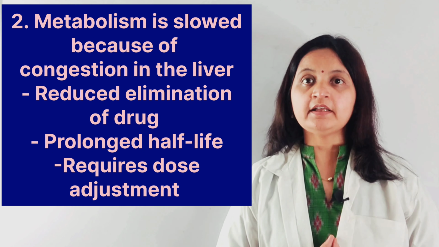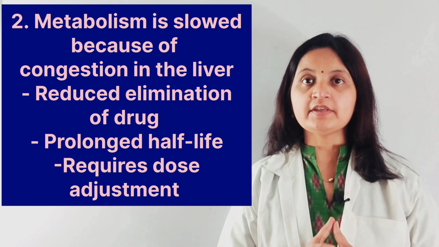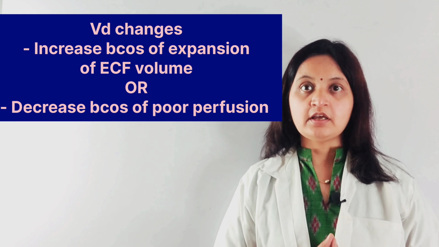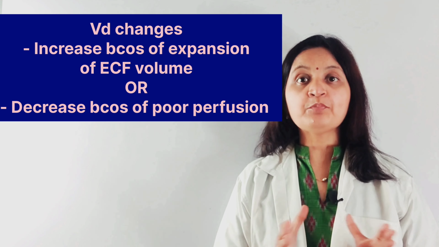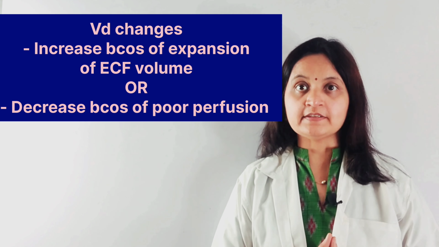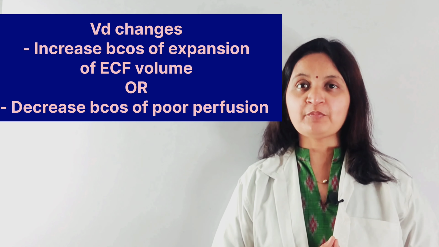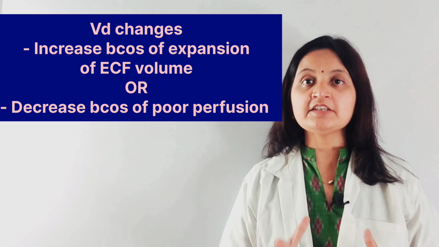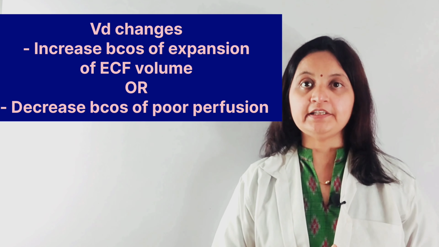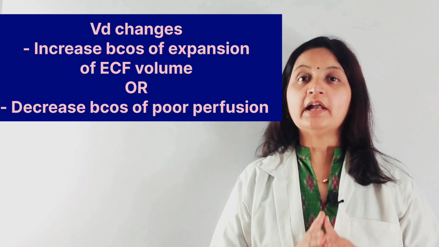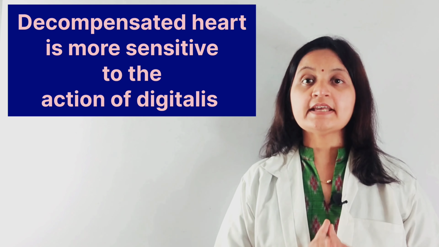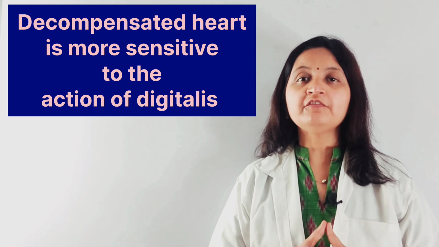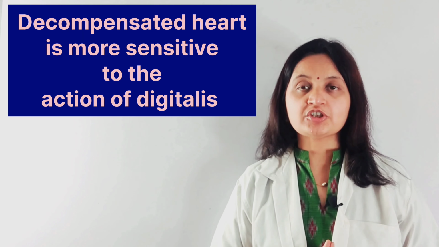Also in heart failure, the extracellular fluid volume increases and this increases the volume of distribution of most drugs. On the other hand, there can be poor perfusion to vital organs, so this decreases the volume of distribution of drugs. So volume of distribution can increase or decrease in heart failure. Also, a decompensated heart is sensitive to the action of digitalis. So this is how heart failure modifies drug action.